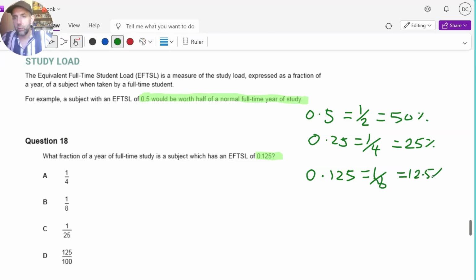So try and remember 12.5% in terms of a decimal and a fraction as a little tip, because it will make things a lot quicker for you. So the answer is B, 1/8.